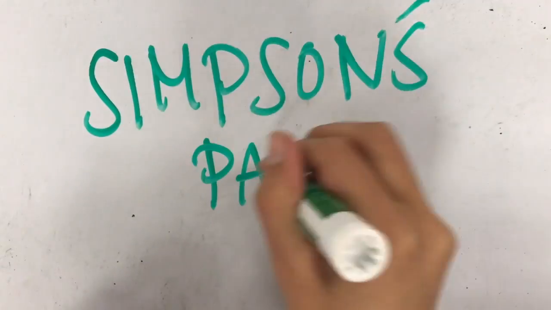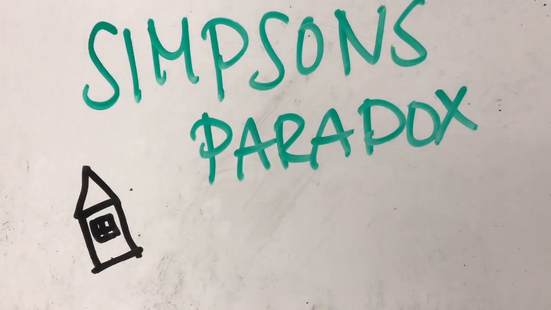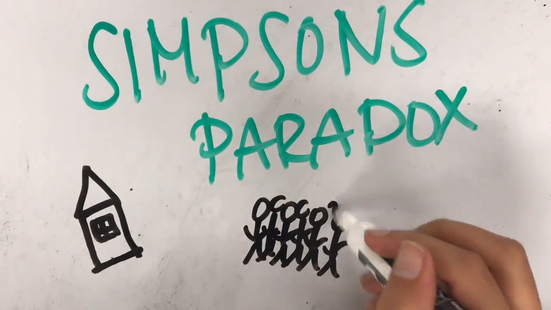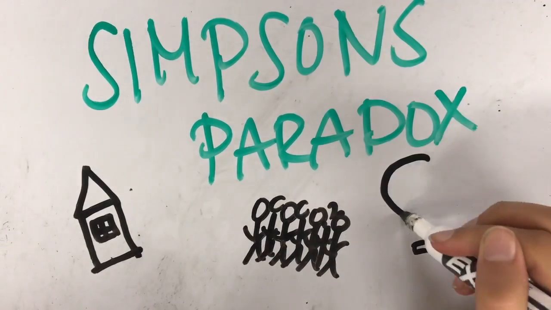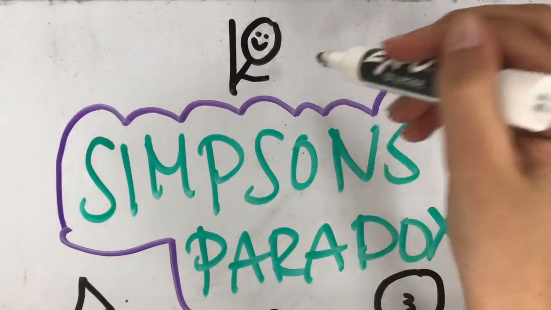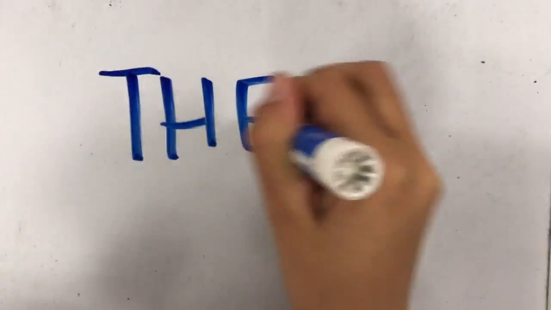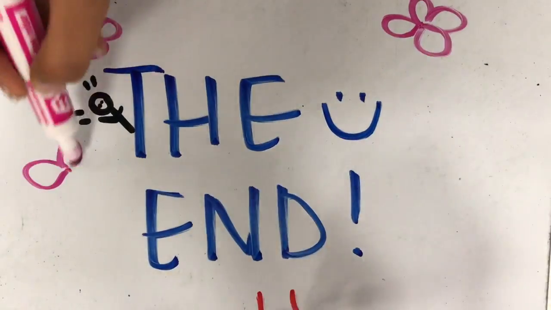In conclusion, Simpson's paradox tells us to check where the data comes from, how it was obtained, what it's really saying, and if there are any lurking variables. The end.